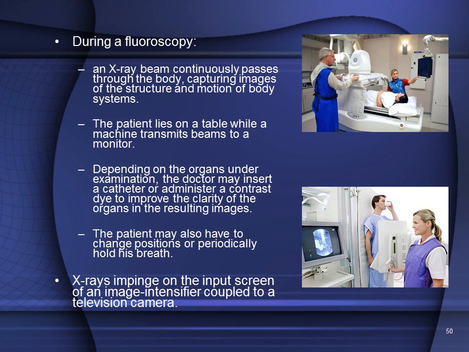During this process, an X-ray beam continually passes through the body, capturing images of structures and the motion of body systems in real time. Typically, the patient lays on a table while the machine transmits beams through the patient to the monitor. And depending upon the organ that is under examination, a doctor may insert a catheter or a contrast dye to improve the clarity of the image being obtained. The patient also may be asked to change position periodically.